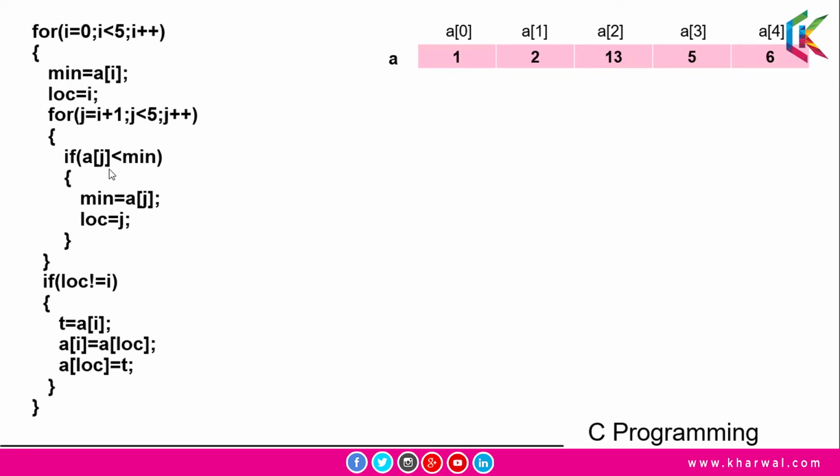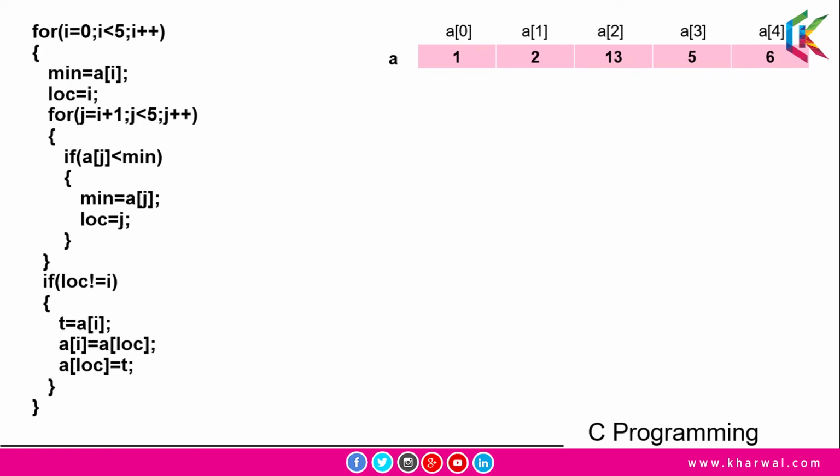So if A of 4 less than minimum, so the value of A of 4 is 6 and the value of minimum is 5. Now this condition is false, so j plus plus will be executed, so the value of j will be 5 and 5 less than 5. Now this condition is false and control will come out from this for loop of j and it will check this if condition. So the value of LOC is 3 and the value of I is 2 and 3 is not equal to 2. This condition is true.